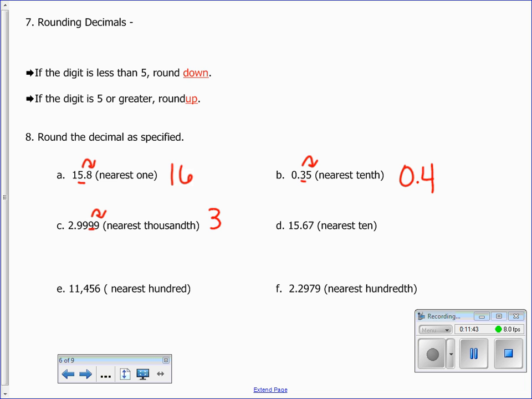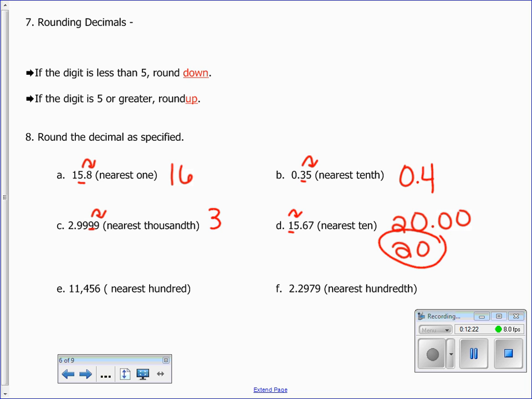D, 15 and 67 hundredths, round to the nearest 10. Underline the tens place. Look next door. The 1 is going to round to a 2, which means everything else will be zeros, if that's an easier way to say it. So that would round to a 2. Since we're rounding, everything behind it will go to a 0. The final answer will be 20.